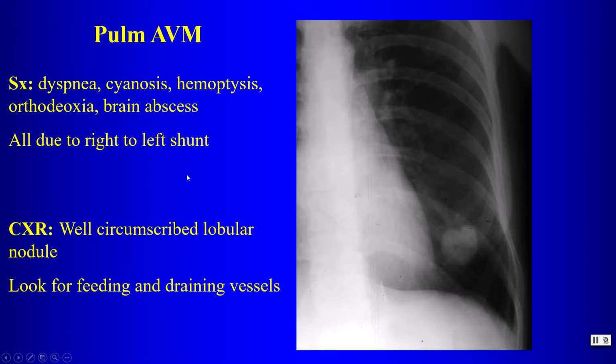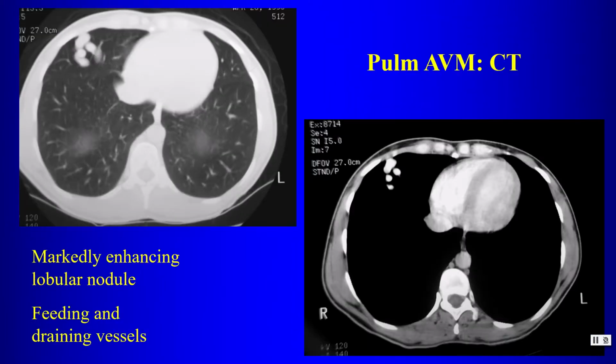These are all due to right to left shunting through the pulmonary AVM. That right to left shunting also bypasses the filtering mechanism of the pulmonary capillaries, so bacteria in the pulmonary venous circulation can get to the systemic circulation, hence patients can develop brain abscesses. So these may be lobular on chest radiograph, often found closer to the bases of the lungs in the periphery. On chest radiograph, look for a feeding artery, draining vein. That can be a radiographic finding of a pulmonary AVM.